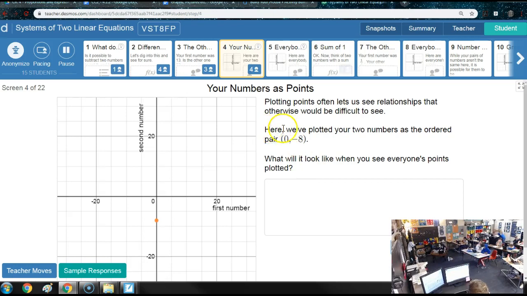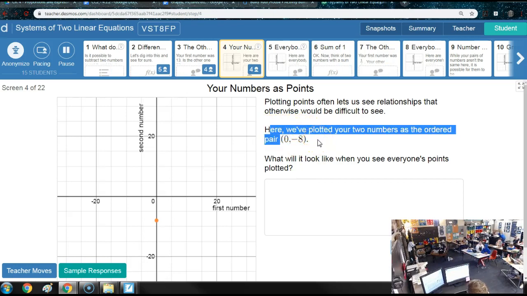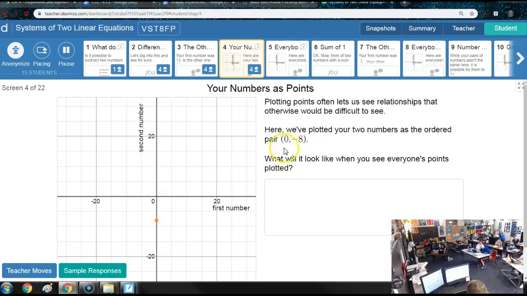So here we've plotted your two numbers as ordered pairs. Grandma Leak says it looks okay. Wait, why does yours say 0? What did yours say? 4.5 and negative 3.5. I'm so confused. Oh, it's because it's everybody's points.